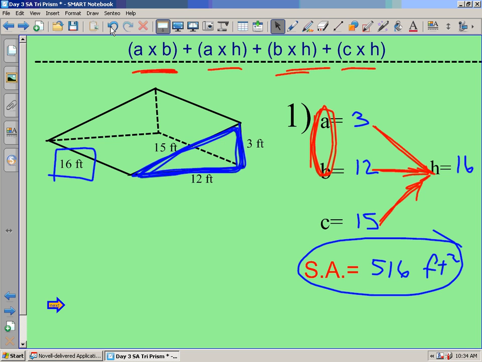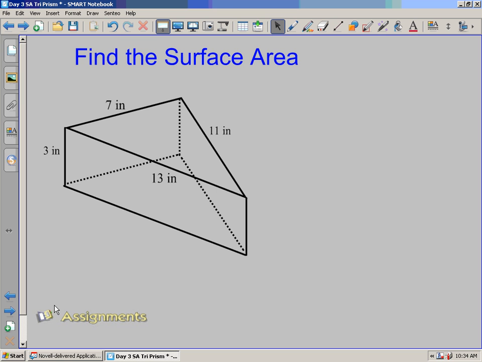Now, I'd like you simply to try just one of these. Start on your paper with problem 2. Locate A, B, and C, and then H. Once you've got those four things, follow your formula: A times B, plus A times H, plus B times H, plus C times H. That'll walk you right through your formula. Then you can start the video and watch the solution.